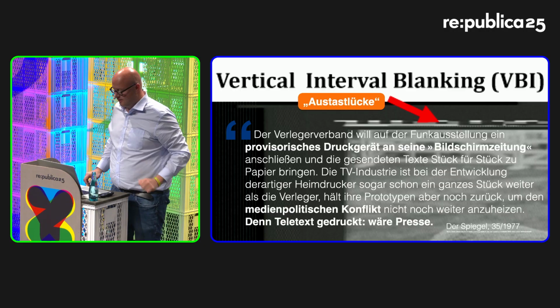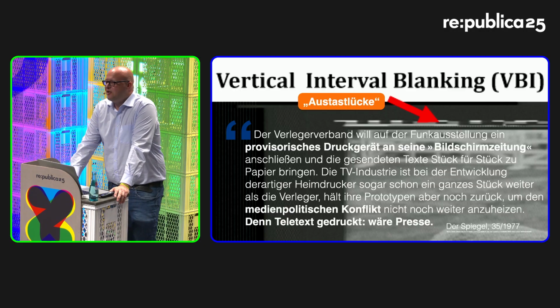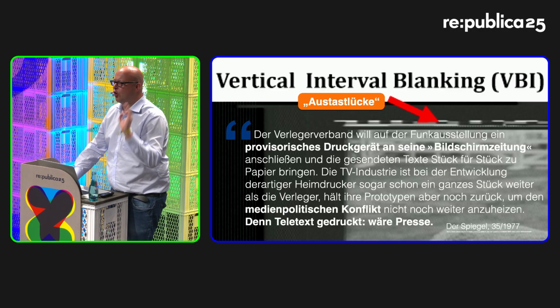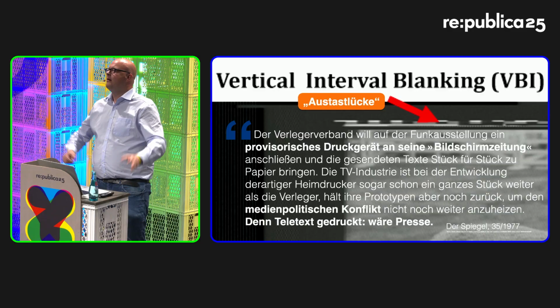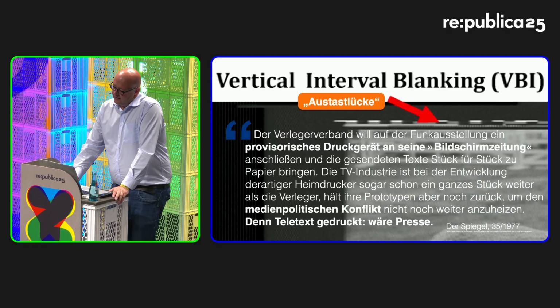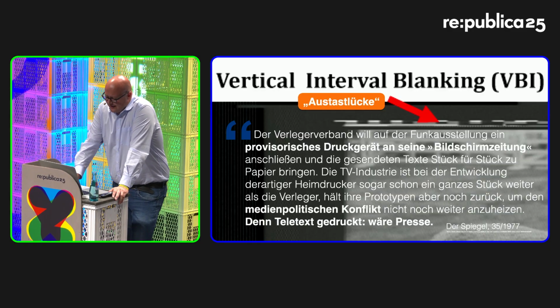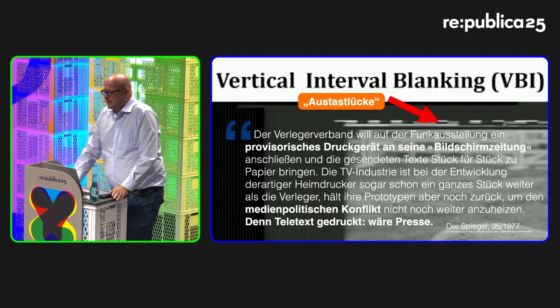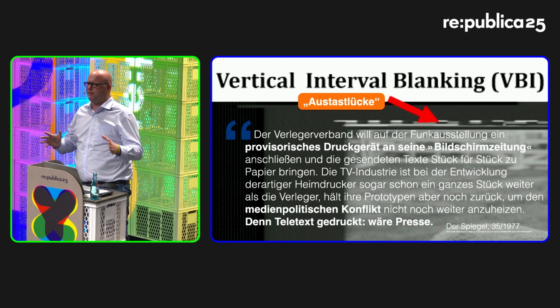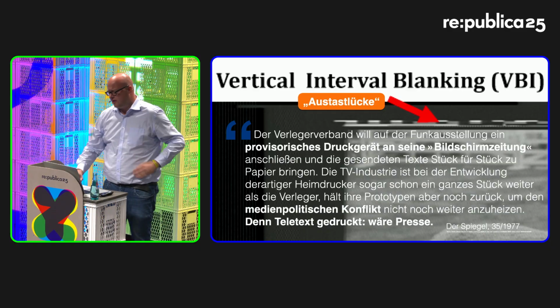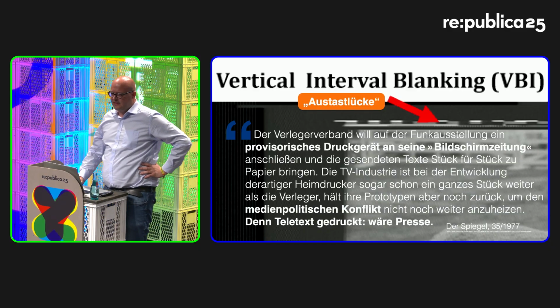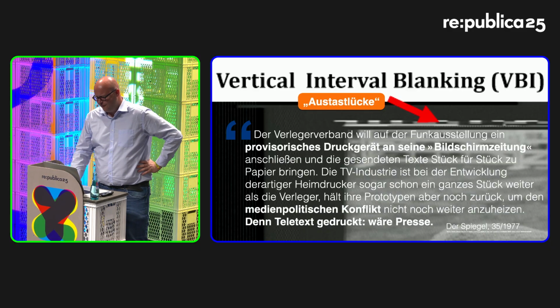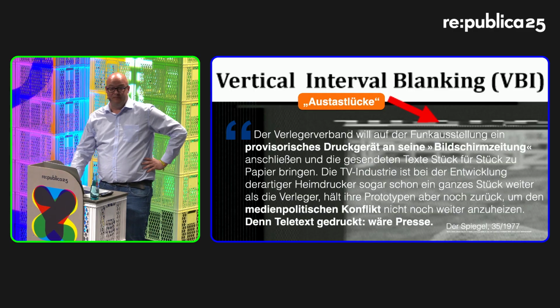The TV industry is already quite a bit further along in the development of such home printers than the publishers, but is still holding back its prototypes so as not to further inflame the media political conflict. Because teletext printed, that would be a press product, just like a newspaper. So, 1977, it was brand new bleeding edge technology, and then in 79, it still wasn't rolled out.